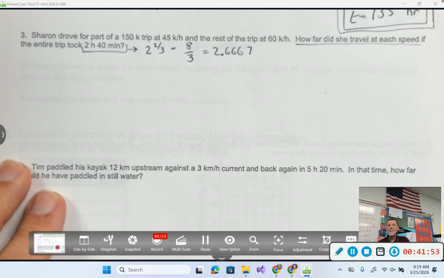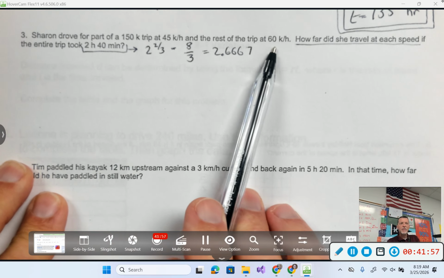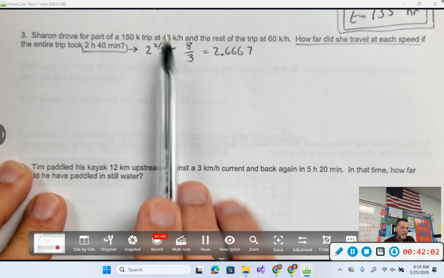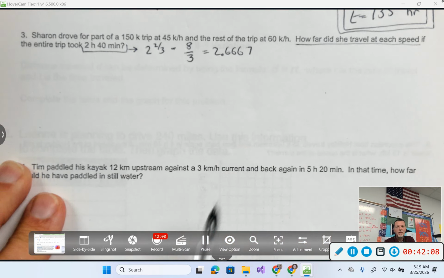So I like the idea, I like the thought, but all of your units have to be the same. So if you're going to change this to minutes, then you'd have to change this to kilometers per minute and kilometers per minute. Doable, but probably not worth it.